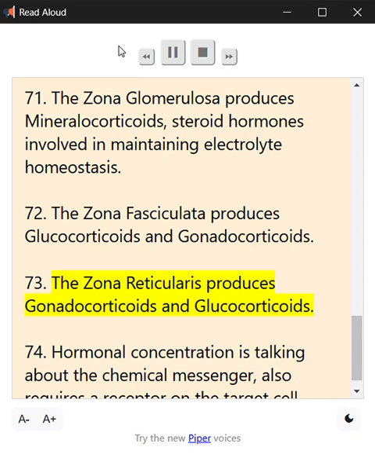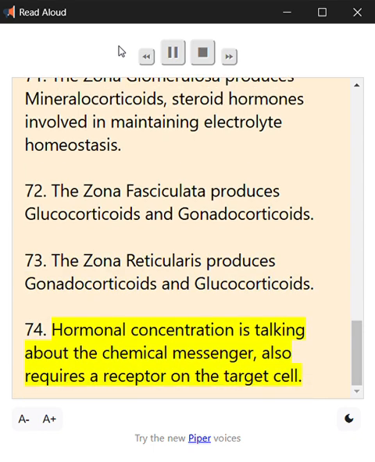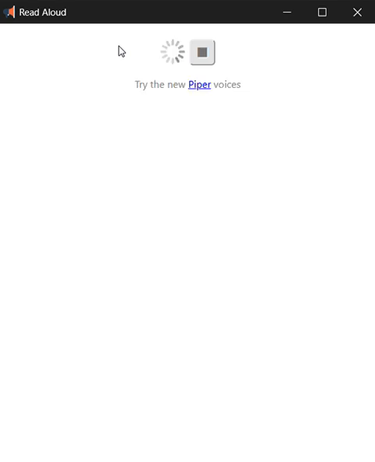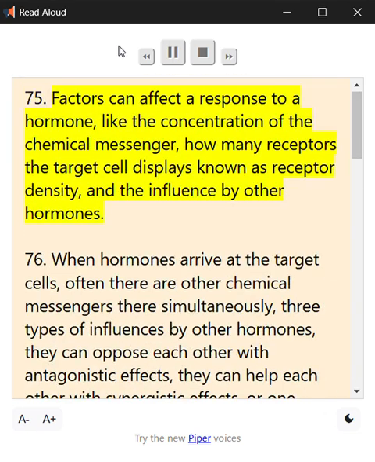73. The zona reticularis produces gonadocorticoids and glucocorticoids. 74. Hormonal concentration is talking about the chemical messenger, which also requires a receptor on the target cell. 75. Factors can affect a response to a hormone, like the concentration of the chemical messenger, how many receptors the target cell displays, known as receptor density, and the influence by other hormones.